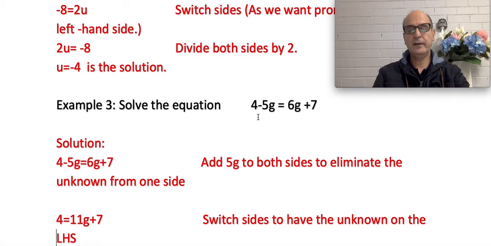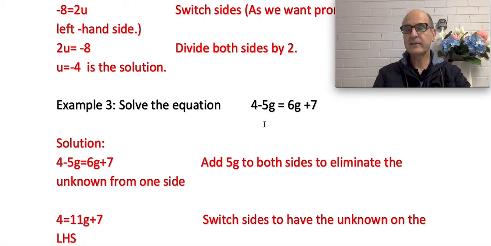Another question, 4 minus 5g is 6g plus 7. They want us to solve that equation. Again, I got 6g and I got minus 5g. So obviously that is smaller, but also this is negative and this is positive. 6g minus 5g. So an easier way for me is to get rid of this minus 5g.